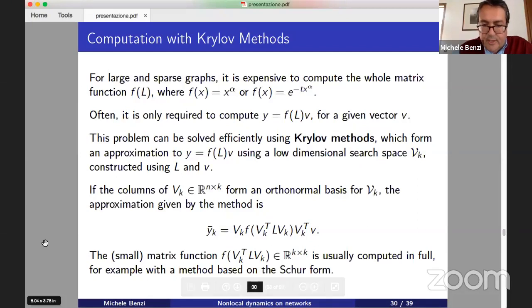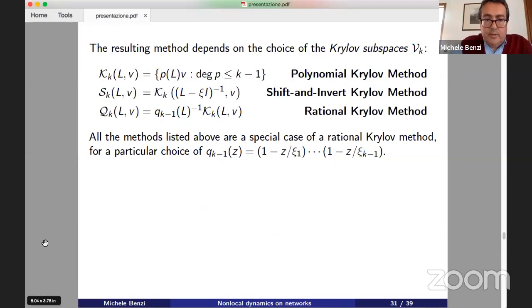Of course, we have to compute this matrix function inside, but that's a small matrix, so typically we can use either diagonalization or, more generally, the Schur form, Schur-Parlett type methods. So there are various types of methods: polynomial Krylov methods, shift-and-invert type Krylov methods, and rational Krylov methods, which are briefly listed here. And of course, the rational Krylov methods include the previous two as special cases of the functions that appear here. So the function q that appears in the rational Krylov method needs to be defined. It's going to be a polynomial, and the poles c1, ..., c_{k-1} have to be specified.